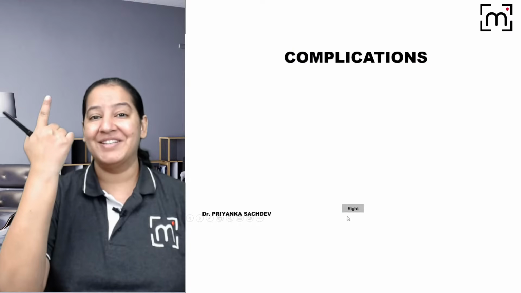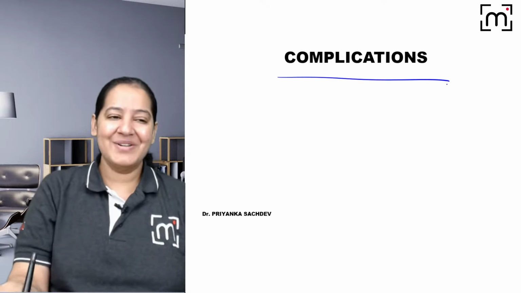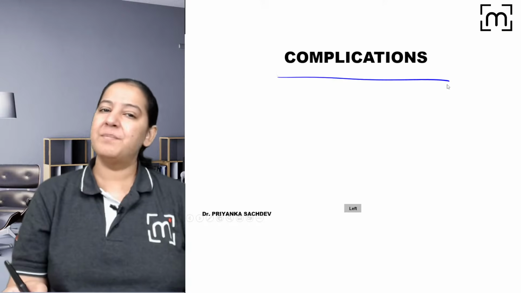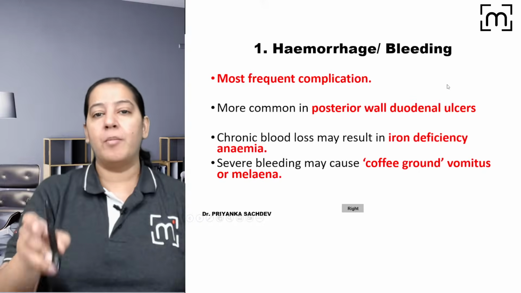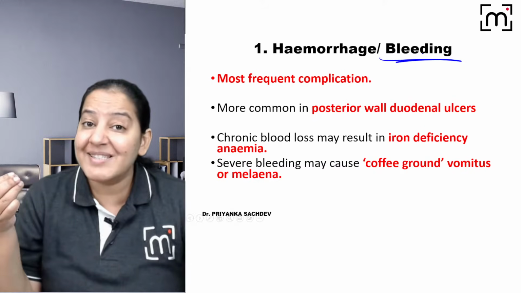Can I go ahead? The complications of gastric ulcer. What's the most common complication you think? The most common complication is bleeding. The ulcer bleeds.